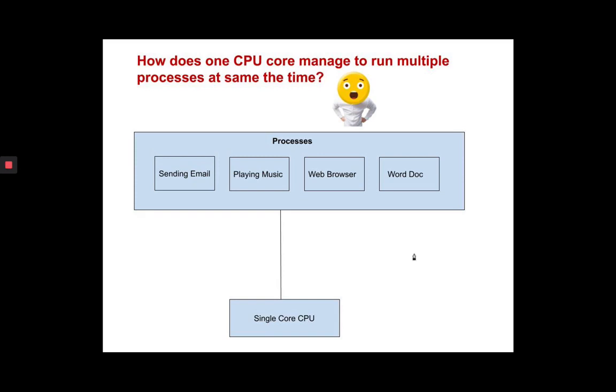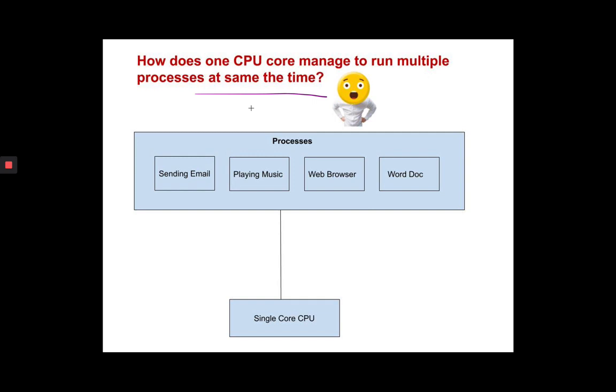Okay, so can one CPU core manage all the processes at the same time? The answer is no. Actually, it does it sequentially, but it seems to us that everything is happening at the same time because it's too fast, right? This also applies when a CPU has multiple cores.